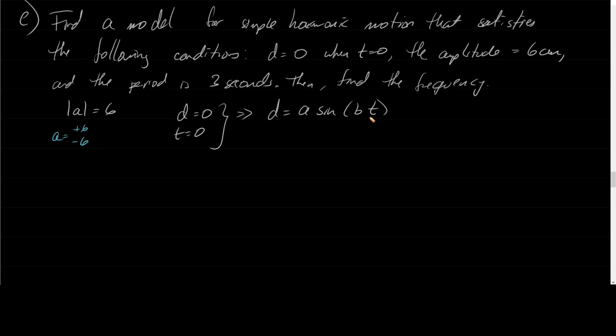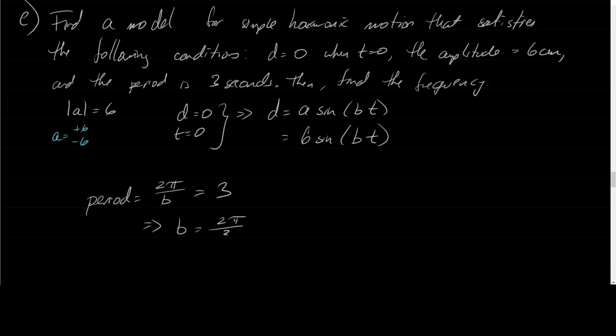Now, how is that helpful? Well, since a is either 6 or negative 6, I'm going to go simple and use just a positive 6. So we have d is equal to 6 sine of bt. The next thing we need to figure out is this value of b. What do we know? We know that the period is 3 seconds. And we know that the period in general is given by 2 pi over b. We know the period is 3, so this must be equal to 3. So we're going to solve it using this. And what this tells us is that b is equal to 2 pi divided by 3.